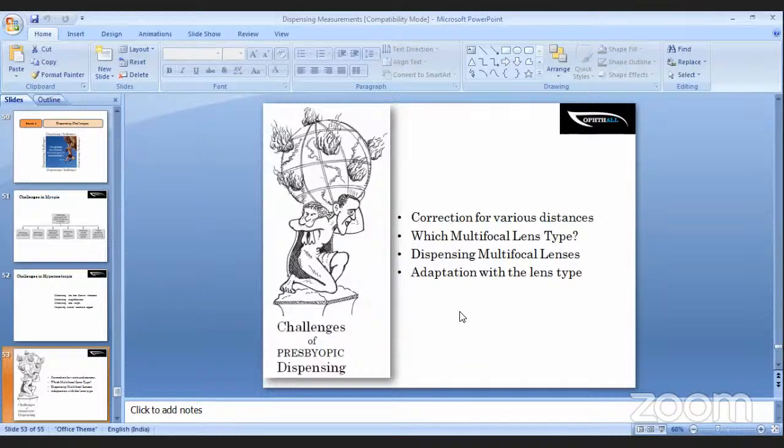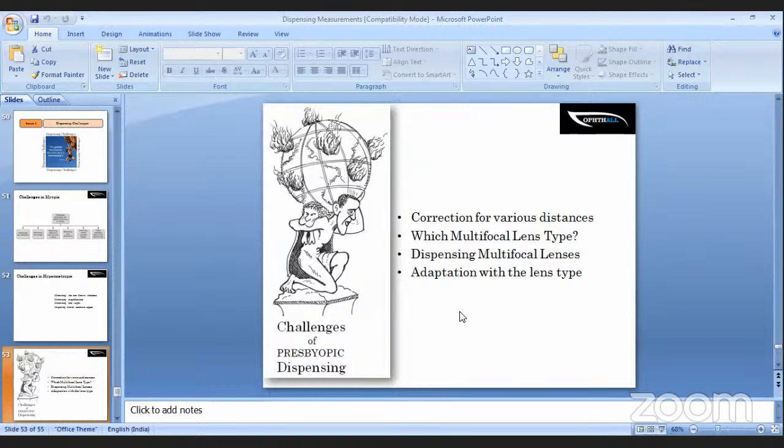Now, in order to combat this challenge, you need to understand the optics of the round-shaped bifocal. You also need to understand the optics of the D bifocal and executive bifocal, and you also need to understand everything about the progressive lenses. So this is really a very challenging factor which you must consider while dispensing progressive or any multifocal lenses for the presbyopic population.